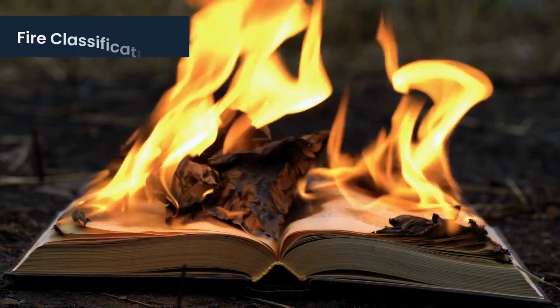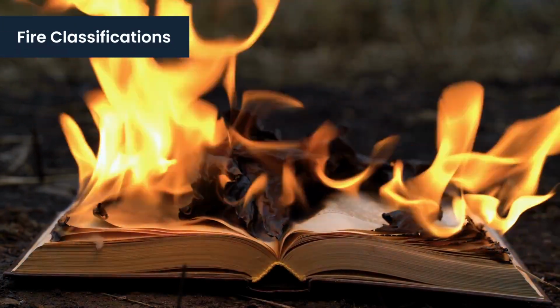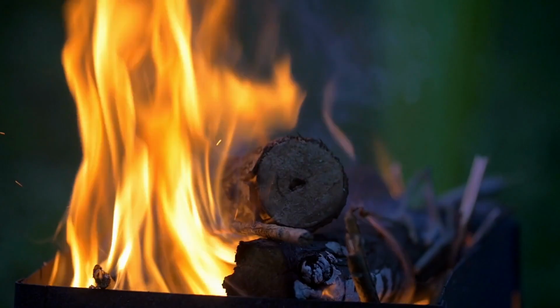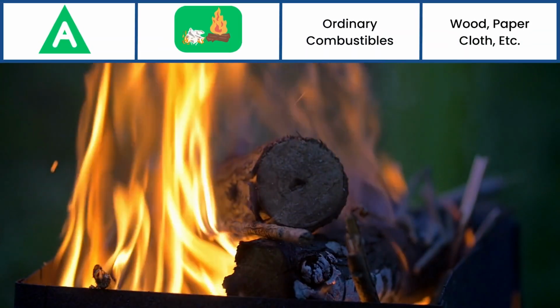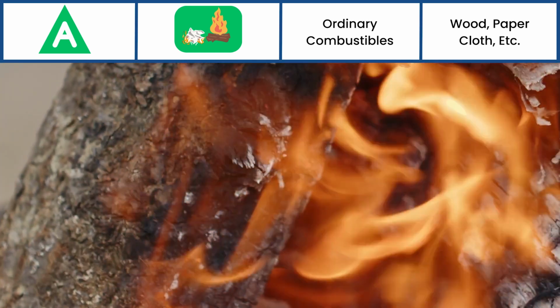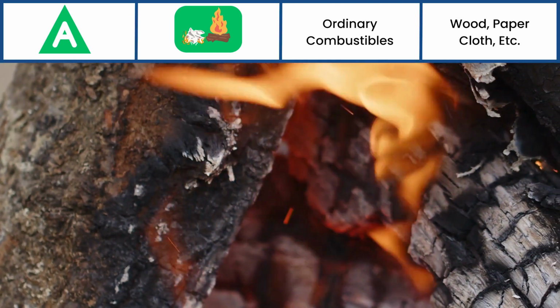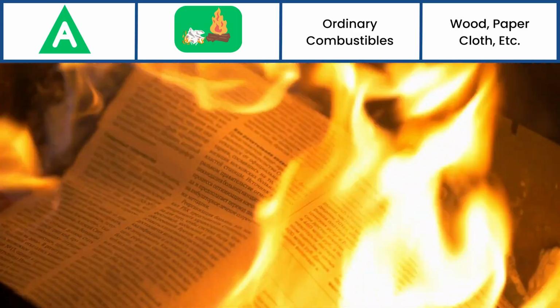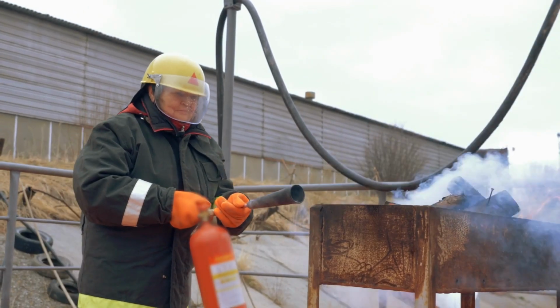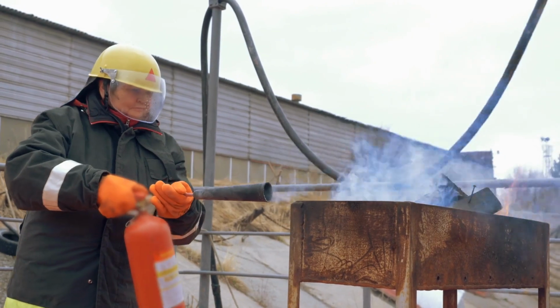Now, let's look at fire classification. Fires are grouped into 5 classifications based on the type of fuel involved. Understanding these classifications will help you determine the most appropriate method for extinguishing them. Class A fires are the most common fire classification. These fires involve common combustible materials such as wood, paper, and cloth. Water or dry chemical fire extinguishers are best suited for Class A fires.